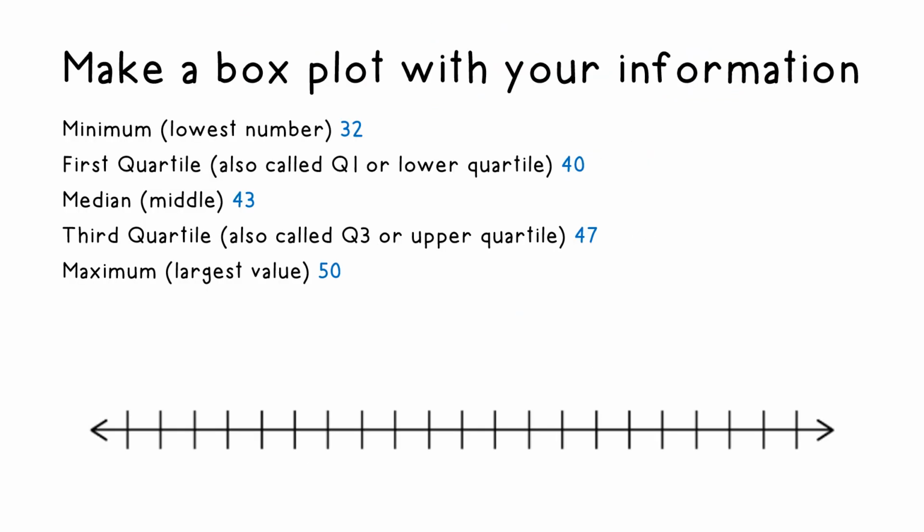Now the last step is to insert all of these onto a number line. I've placed a number line at the bottom and I'm going to fill in my numbers. First I'm going to put my lowest number, my minimum, which is 32, right here. Then I'm going to do 40 now. I'm going to count 32, 33, 34, 35, 36, 37, 38, 39, 40. So 40 is right here. 41, 42, 43, 44, 45, 46, 47 is right here. 48, 49, and 50 would be right here.